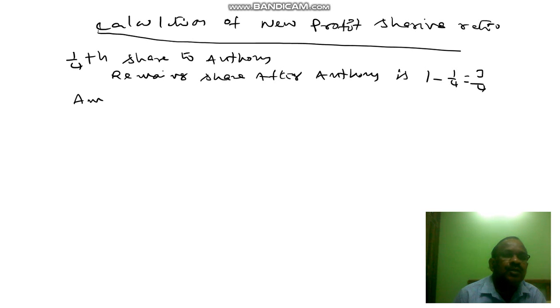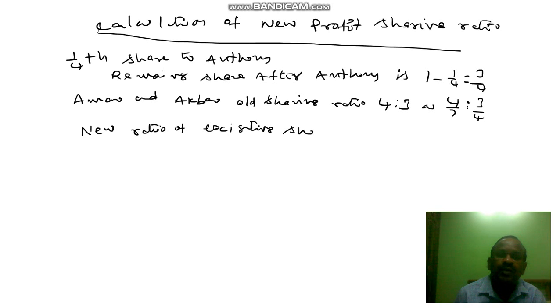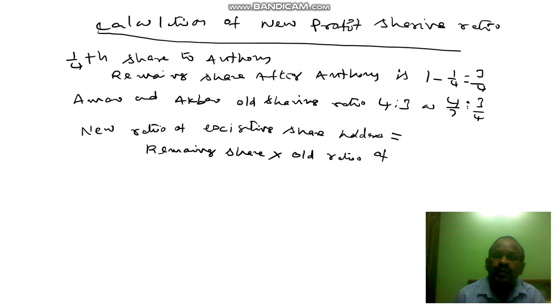Amar and Akbar's old sharing ratio is 4:3, or 4/7 and 3/7. Next, the new ratio of existing shareholders is equal to the remaining share into the old ratio of existing shareholders.